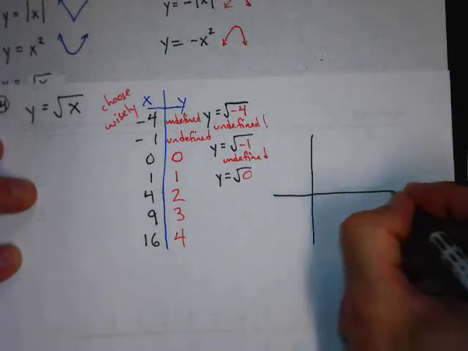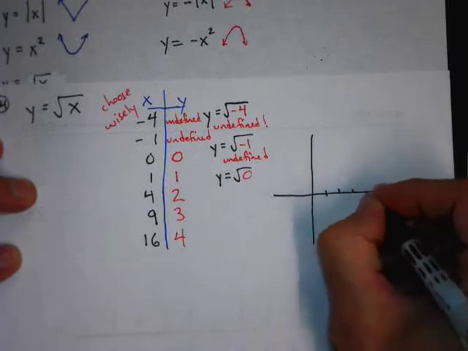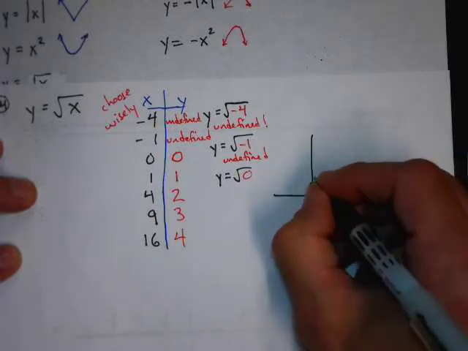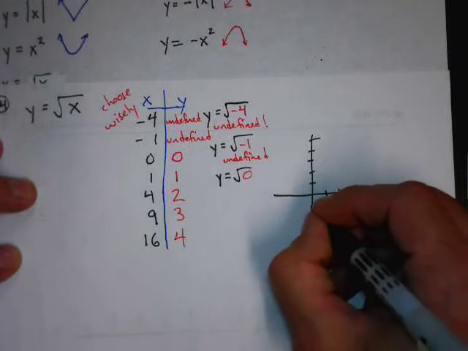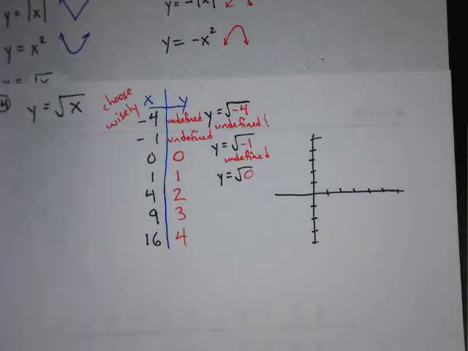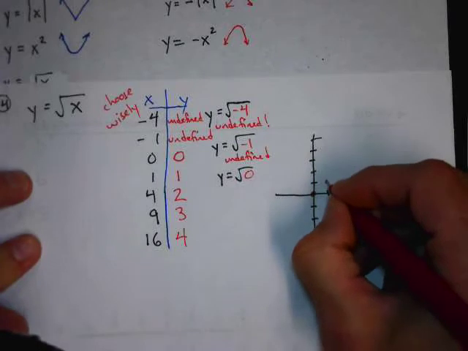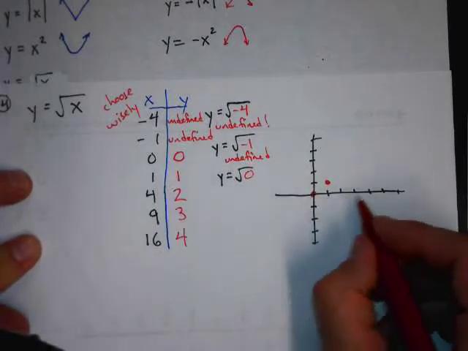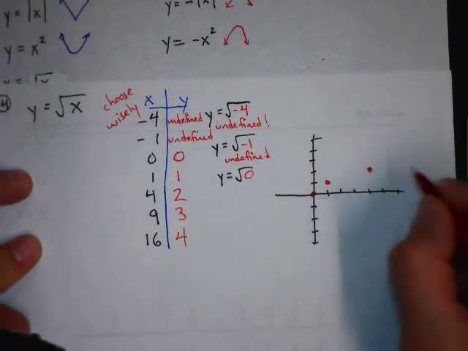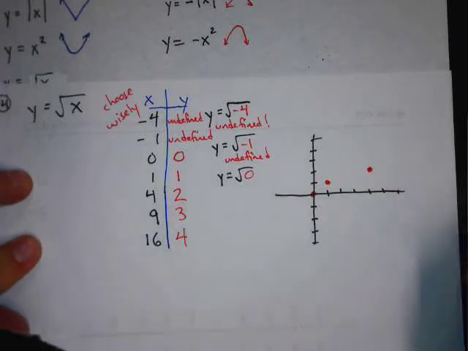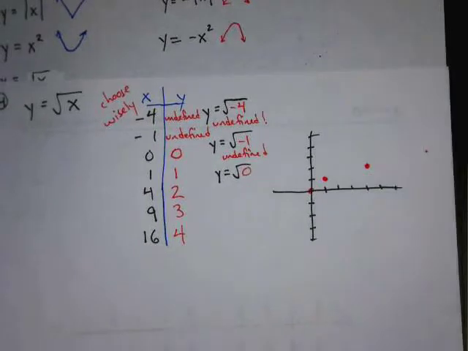And once I have my graph all set up, I can start plotting these ordered pairs. Let's see what's going on. I have an ordered pair at 0, 0. I have an ordered pair at 1, 1. I have an ordered pair at 4, 2. Well, that's interesting. And an ordered pair at 9, 3, which is maybe somewhere out there. As you can see, this is not getting high very quickly. It's getting high very slowly.